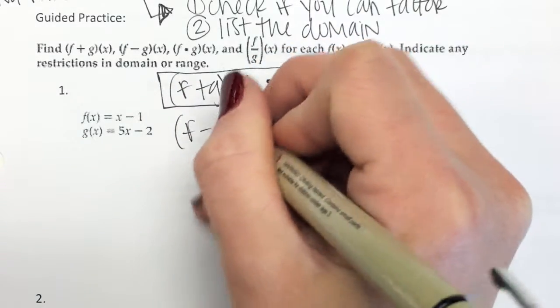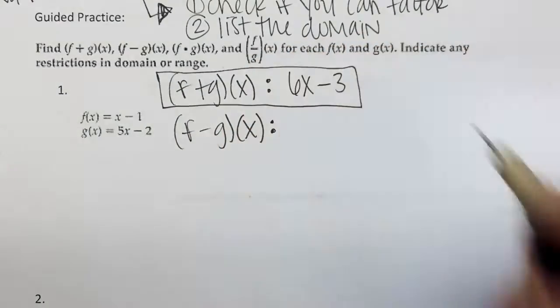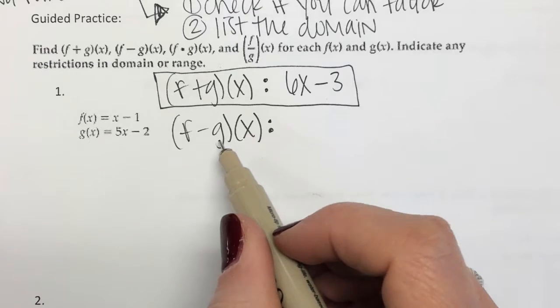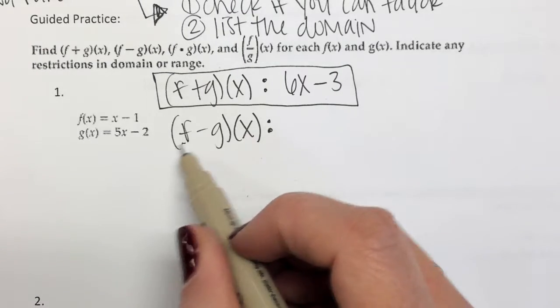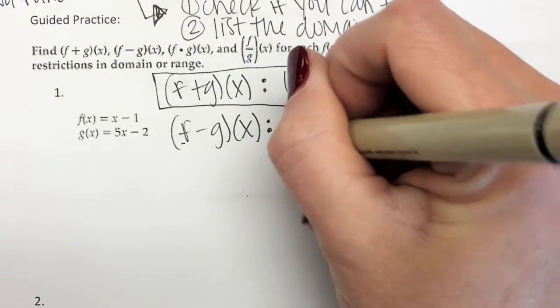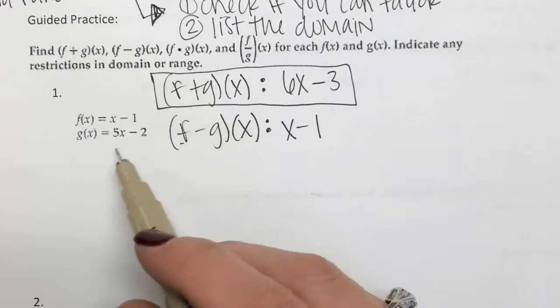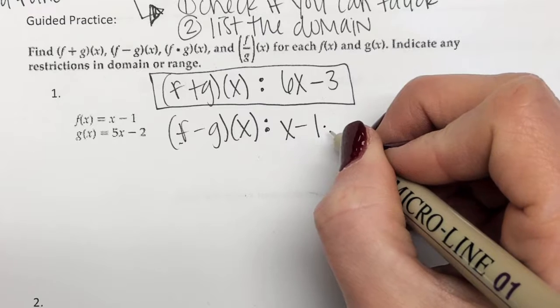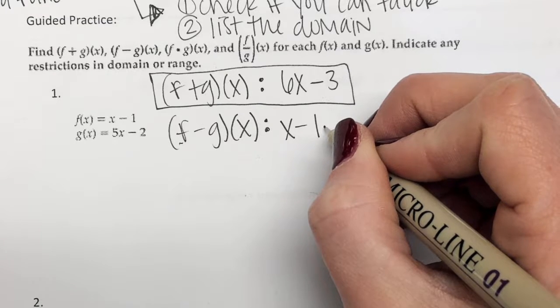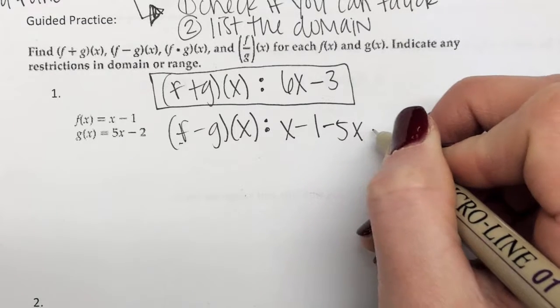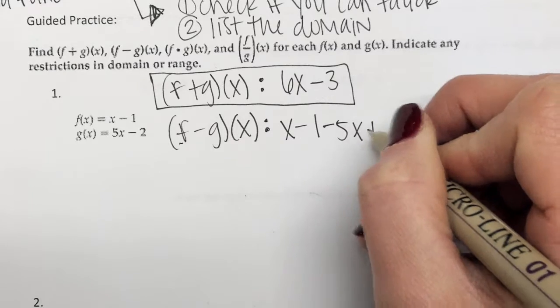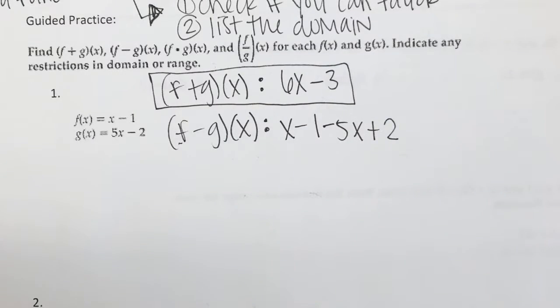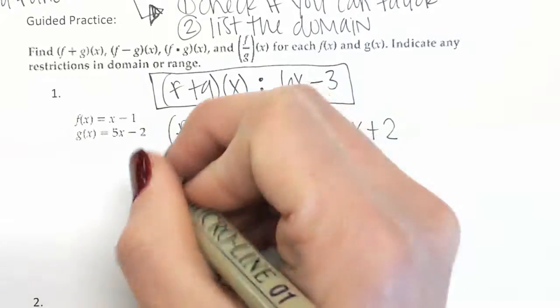Alright, subtraction. It's the same thing, except you're going to change all the signs of this second function. So the f terms, x minus 1, I can leave the same. But for g, I need to change these signs. So instead of 5x, it'll be what? And? 2. Yes, plus 2. And then after you change the signs, you just combine like terms.